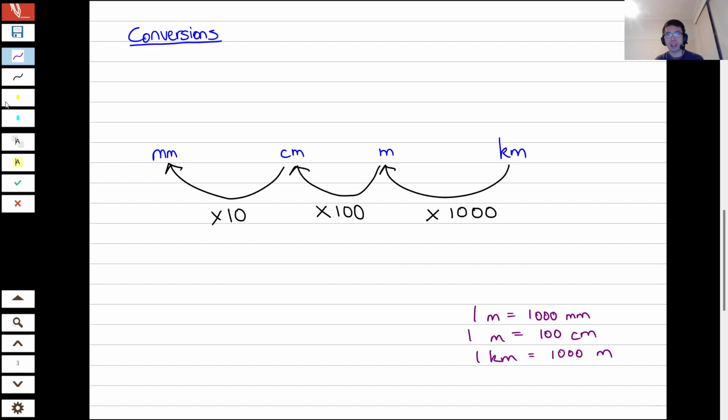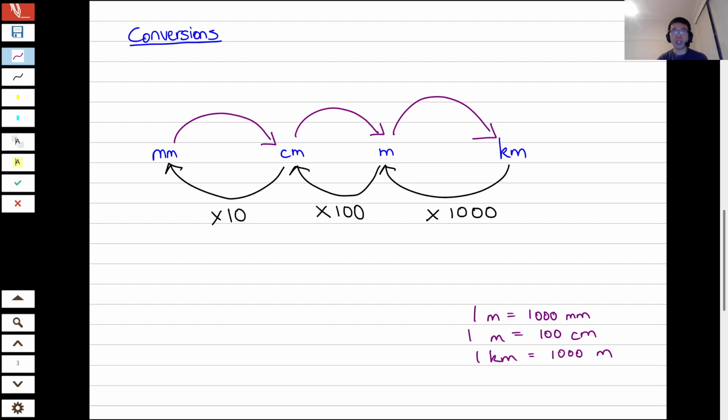We're halfway there. My goal is if I give you a quantity in any of these units, millimeters, centimeters, meters, and kilometers, I want to be able to change from one unit to another. So now we have to settle the question of how we go the other way. What if I want to go from a smaller unit to a larger unit?